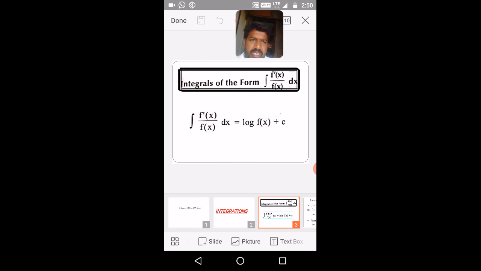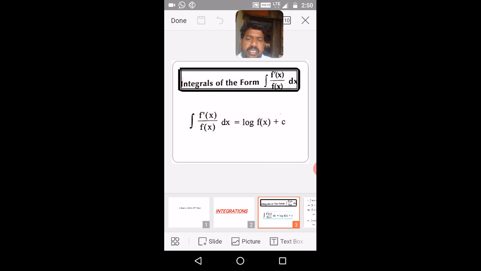This is some standard form. If this type of integrand is there, we just have to write this formula directly. The integral of f dash x by f of x dx is directly equal to log f of x plus c. How is it directly evaluated like this? It is also just the substitution method.